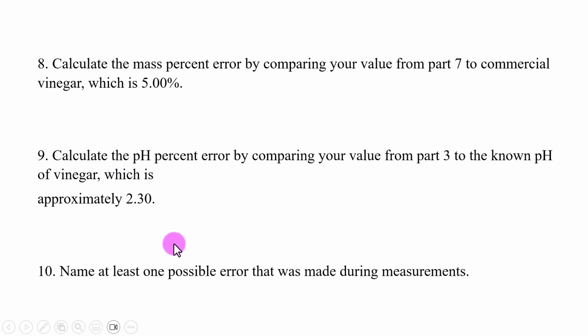Then the pH percent error. So you have the value from part 3, that pH, compare it to 2.3 using the same formula. And lastly, name at least one possible error that could be made during measurements. Now think about where you are making the measurement and how we could make a mistake when we actually take those measurements.